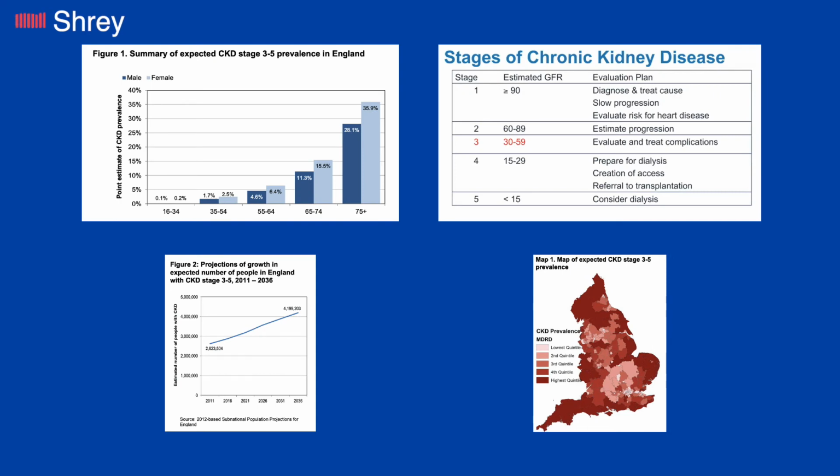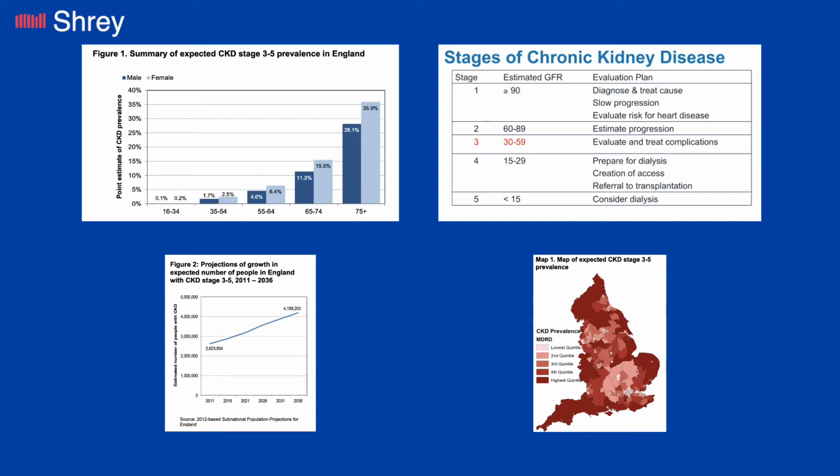Over 10% of the UK population has some stage of CKD, which is chronic kidney disease. There are 5 stages of kidney disease and they're based on the GFR, which Anupam will talk about later. There are over 3 million people with stages 3 to 5, which are the ones which are more concerning.